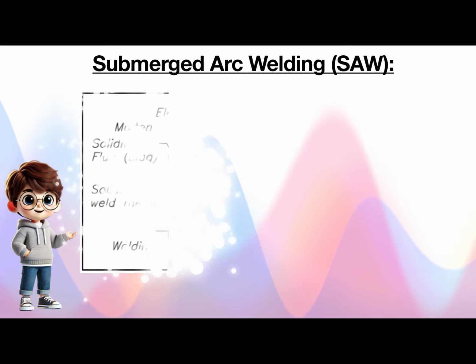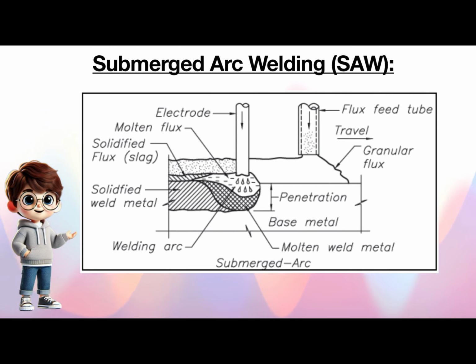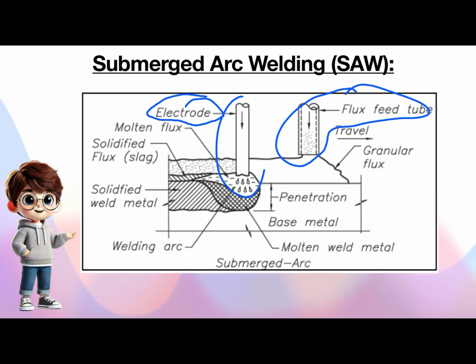Next, submerged arc welding. In this submerged arc welding, before doing welding, we'll cover the complete welded joint with a flux. Using one tube, flux will be poured along the welded joint. After that, into that flux, we will insert an electrode wire. This flux is in granular form, and when the electrode wire touches the base metal, it will melt the base metal and electrode as well, forming a molten weld metal.